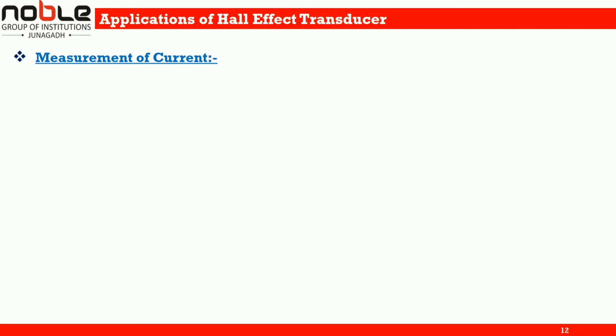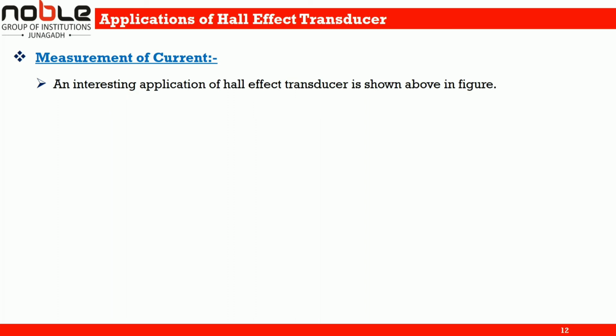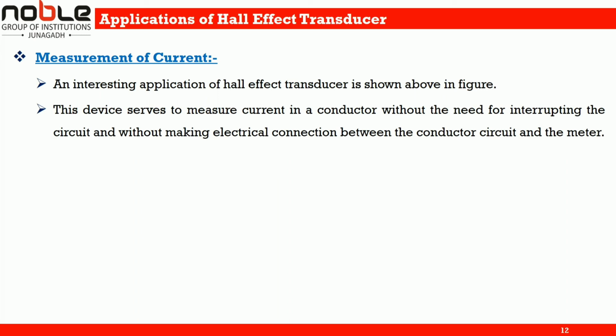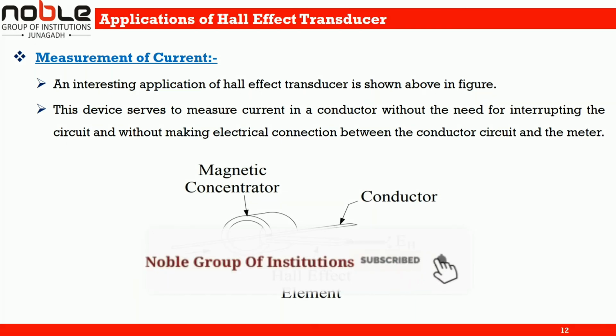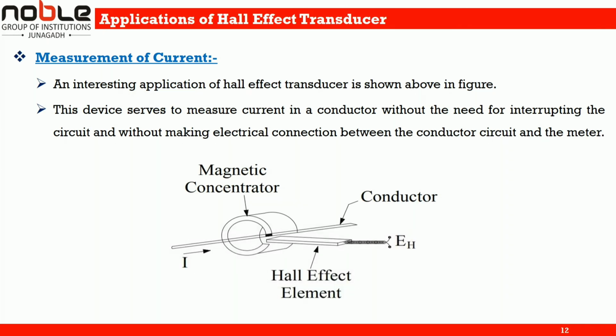Now let us see the measurement of current. An interesting application of Hall effect transducer is shown below in the figure. This device serves to measure current in a conductor without the need for interrupting the circuit and without making electrical connection between the conductor circuit and the meter. Here, as we can see, the Hall effect element is used for measurement of current. There is one magnetic concentrator and the conductor is placed within that magnetic concentrator, and one Hall effect element is also placed in the gap of the magnetic concentrator.